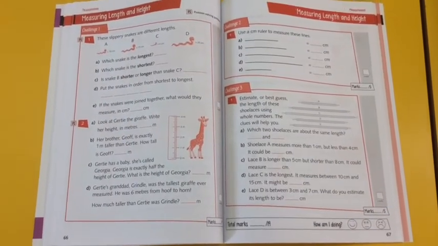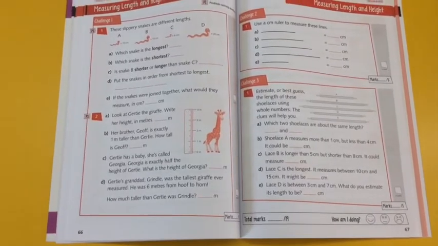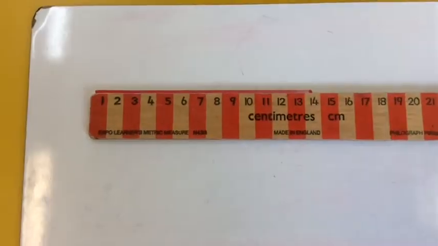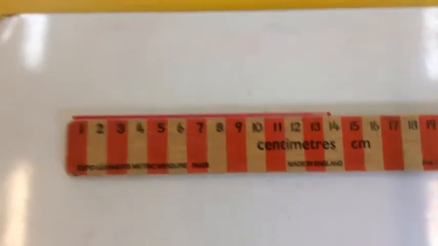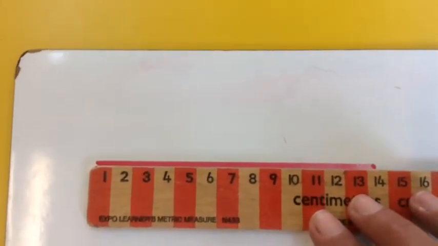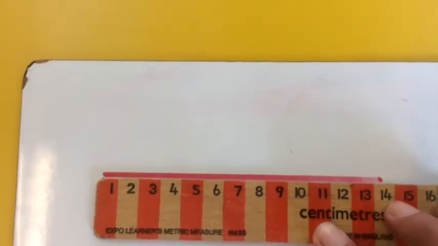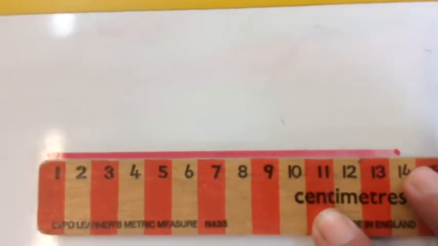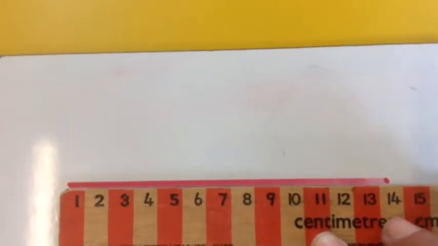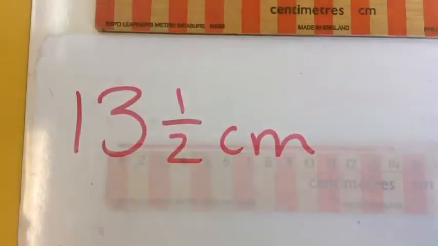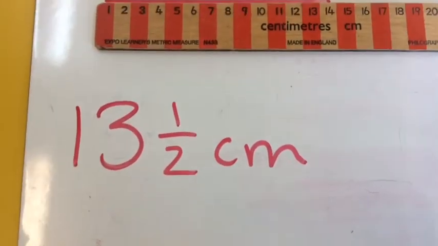There's a little bit of extension work here. There are some measuring problems to sort. And for more extension, we can have a look at what we do if our line or the object we're measuring doesn't measure an exact centimetre. Look, that's slightly over 13 centimetres, but it's not quite long enough for 14. It's sort of halfway in between, so we say that's 13.5 centimetres. And we can write it like that.